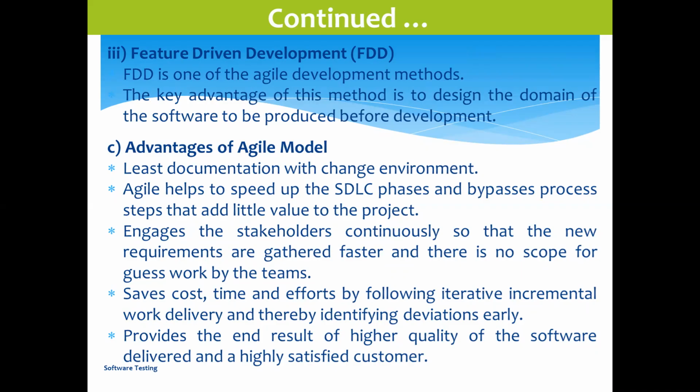Okay, next one is Feature Driven Development, FDD. FDD is one of the agile development methods. The key advantage of this method is to design the model of the software to be produced before development. So here the advantage is to design the domain of the software. Here the domain is the main focus. They mainly concentrate on the domain, like a telecom domain project, banking domain, insurance domain, healthcare domain, logistics domain. Those are different domain projects.